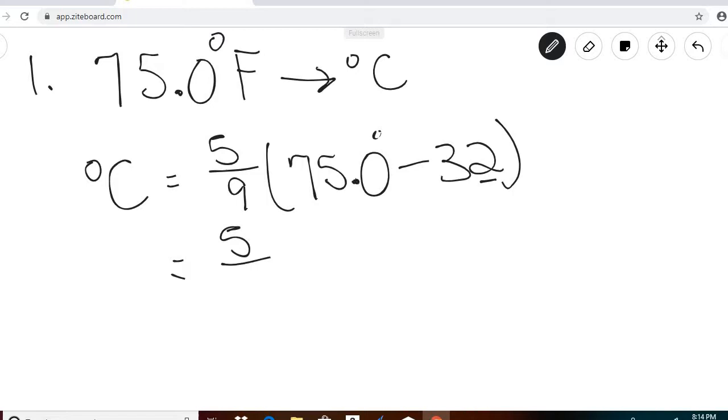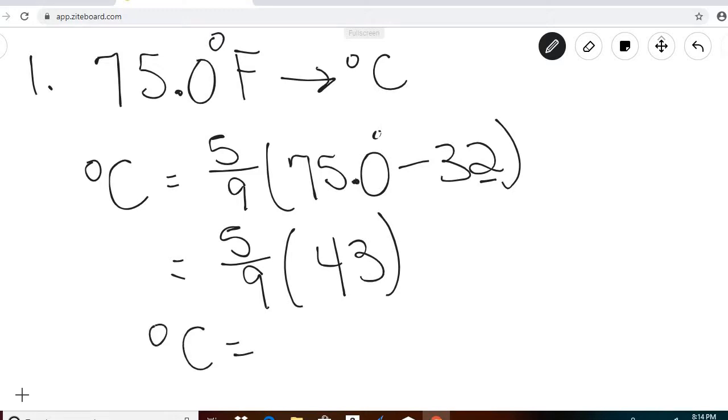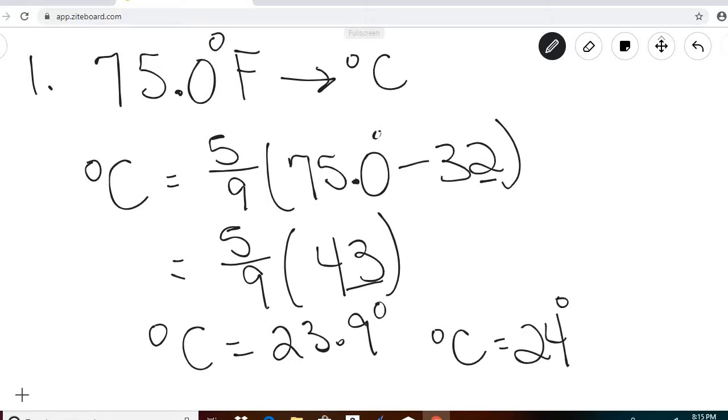So it's going to be 5/9, and 75 minus 32 is 43. And so then we take 5 times 43 and divide by 9. And what you should get is 23.9 degrees C. But you can have just two significant figures. We're multiplying now, so with two significant figures, the temperature in degrees C would be 24 degrees.